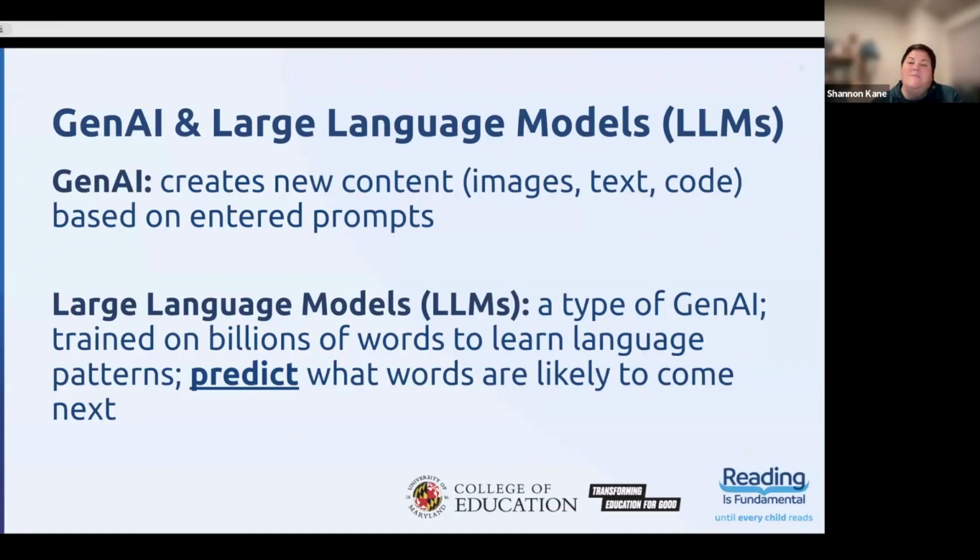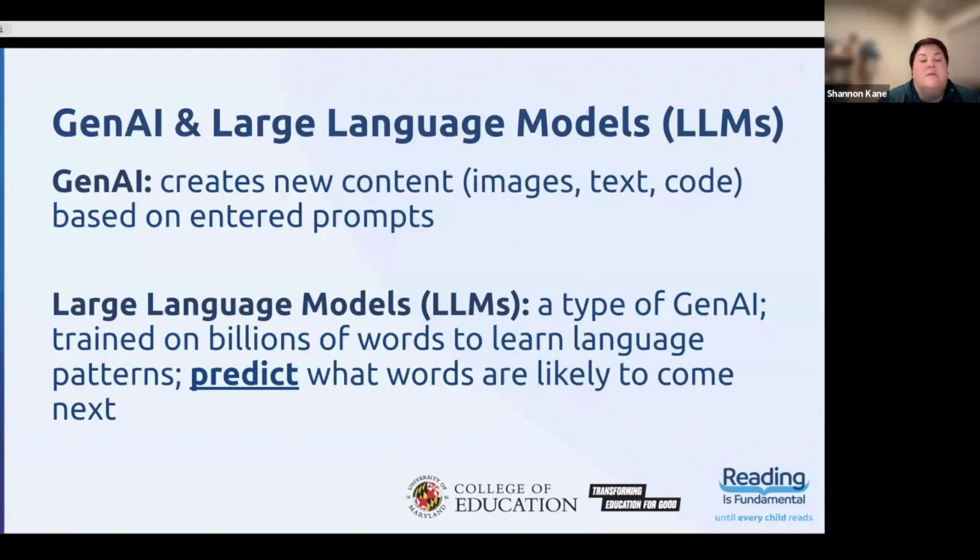So, Gen AI and large language models. Gen AI, generative AI, creates new content. So, generative artificial intelligence, right? And that new content can be images, text, code, all based on the prompts we as humans enter, which I think is really important and something we're going to continue to come back to. It's this super powered assistant that never runs out of energy or imagination. It's not a person. It doesn't understand things like humans. But again, it has the ability to create all of this new content based on what we tell it to enter.